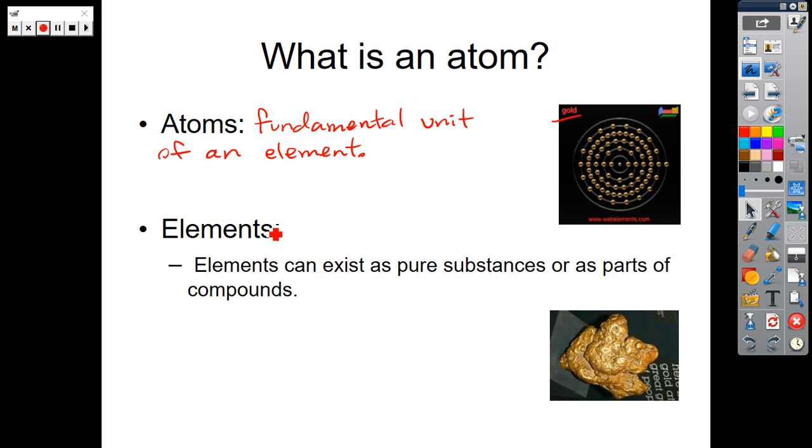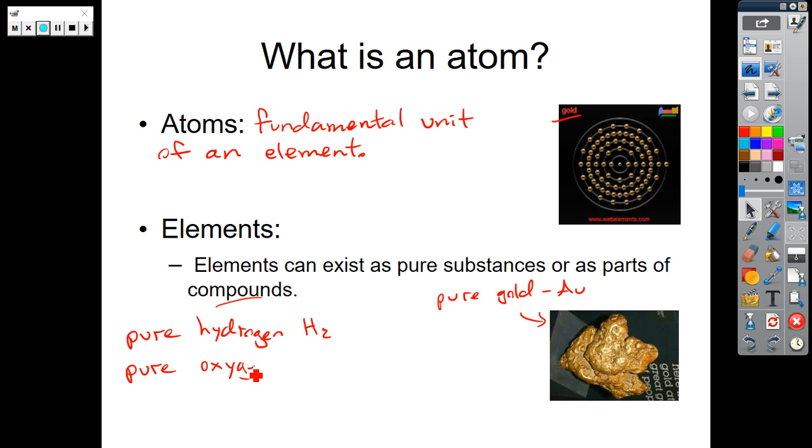All right, now, elements can exist as pure substances or as parts of compounds, and most of the time they exist as compounds. You could have something like pure gold, which would just have a chemical formula of Au. You could have pure hydrogen, which would have a chemical formula of H2. It tends to be a diatomic element. You could have pure oxygen. Oxygen is another one of those elements that tends to bond to itself, so its chemical formula would be O2.